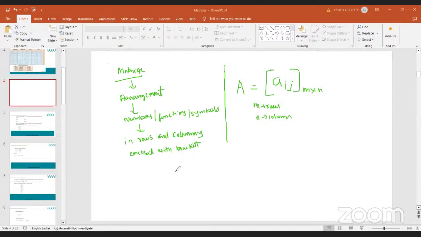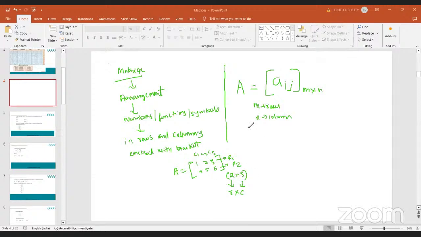Here we will discuss a simple example. 1 2 3 and 4 5 6. See, there are two rows here, r1 and r2, and three columns, c1, c2 and c3. So the order of this matrix will be 2 cross 3. Whenever we write the order of the matrix, first we write the rows and then the number of columns. We read it as 2 cross 3 or 2 by 3.